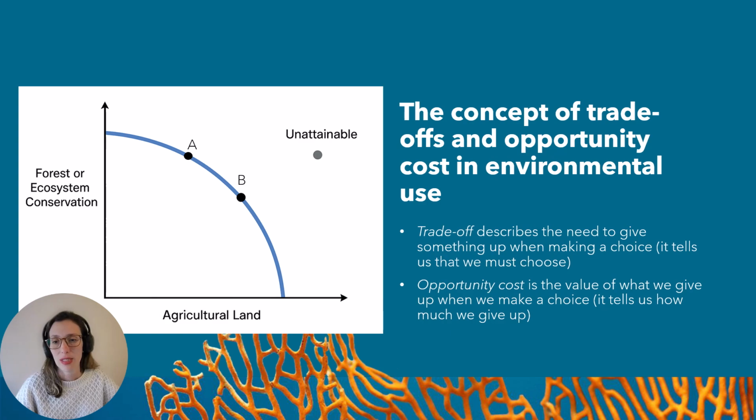Using our previous example, the trade-off is: if we increase agriculture, we lose some conservation. In other words, moving from point A to point B means more agricultural land and less conservation, less forest. The opportunity cost of this decision is the loss of X hectares of conservation and consequently the loss of all the ecosystem services associated with those hectares that have been converted.